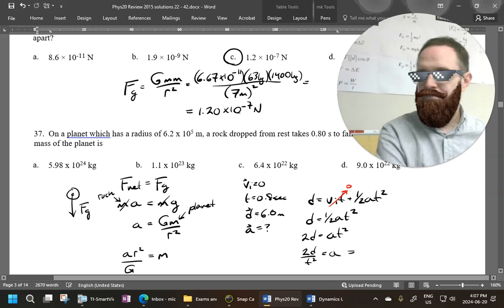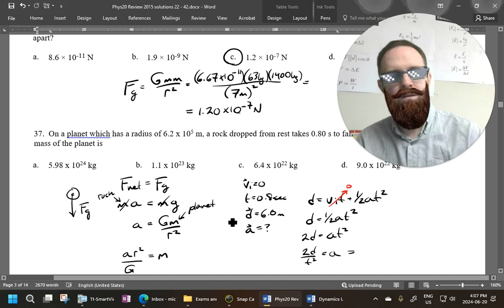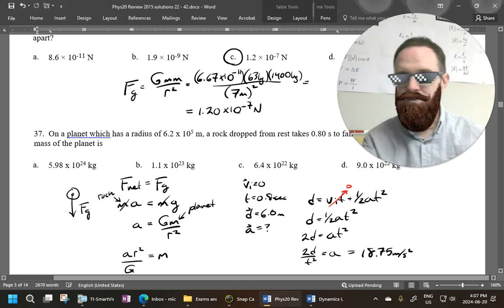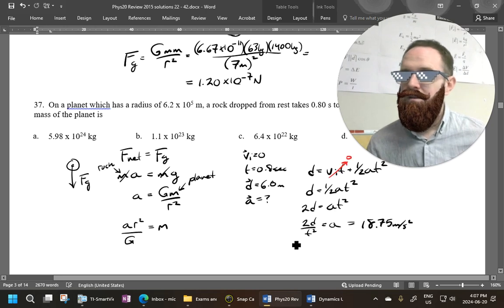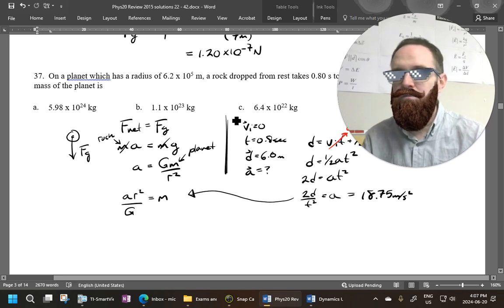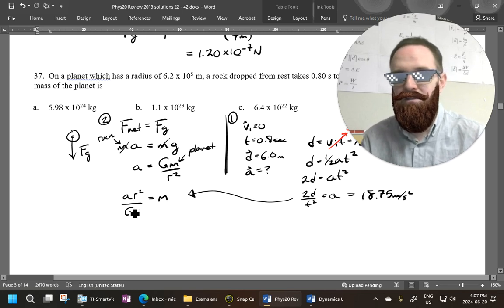So a is 2 times d, so 2 times 6, and make sure all the units are right. That looks pretty good. Divided by 0.8 squared. So my acceleration due to gravity on this planet is 18.75 meters per second squared, bigger than Earth. Okay, so now what we're going to do is take that and put it over here, right? So I'm going to do this step first, and then we're going to come back here and do this second, right? So I do all that to find what the a is, come over here, plug into this equation.